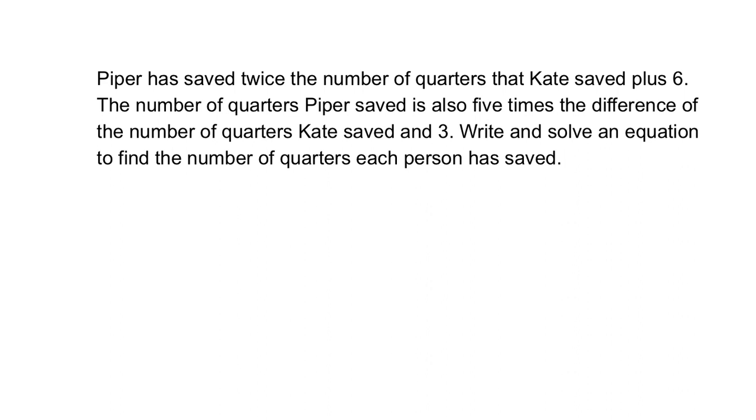So this problem is a little bit different because it doesn't give me a total number of quarters the girls have. The problem before this gave me a total for the two fellas. This one does not give me a total for Piper and Kate together. What it does do, though, is tell me that Piper has this many, and then it also tells me that Piper has this many.